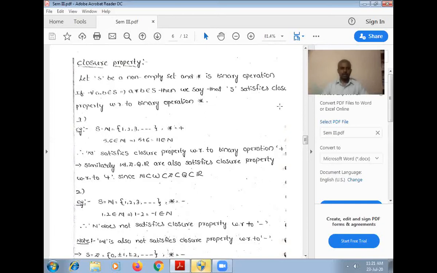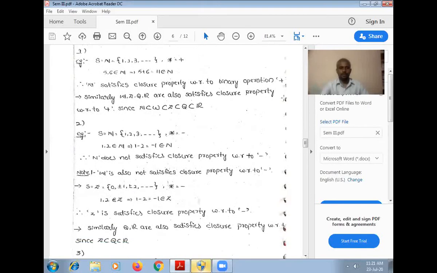But minus 1 does not belong to capital N. So minus 1 is not a natural number, because natural numbers start with 1, 2, 3 and so on. So here N does not satisfy the closure property with respect to minus. W also does not satisfy closure property with respect to minus, because W also does not contain negative values.